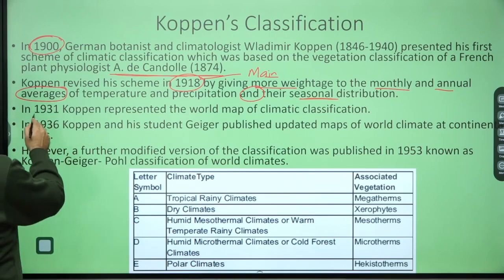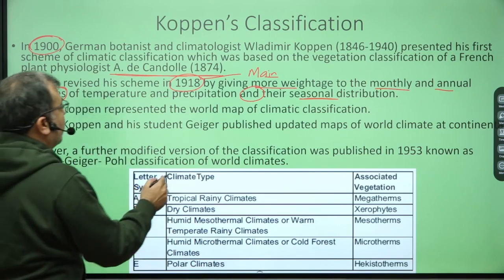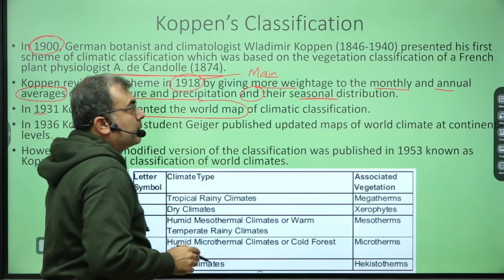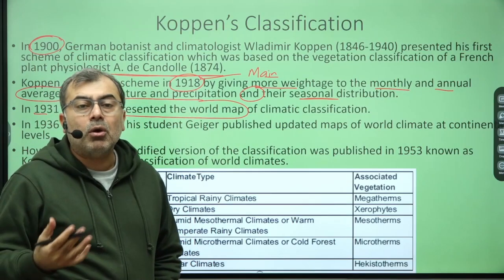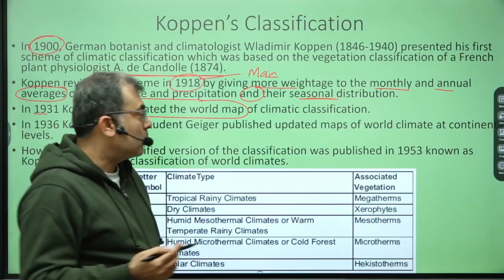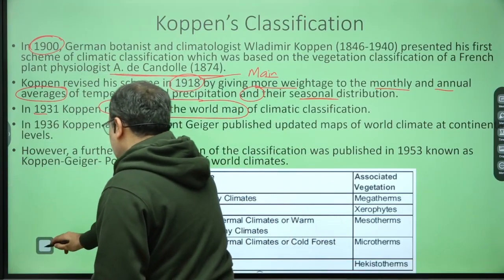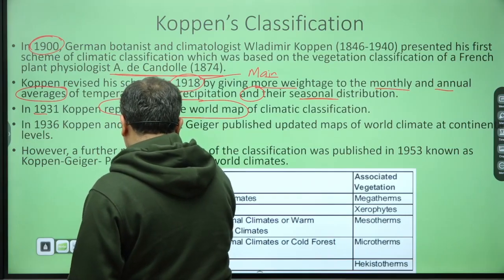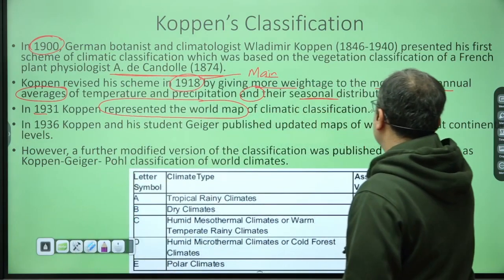In 1931, Köppen represented the world map. Very, very important. He made a world map, because what are you doing? You are making climate regions. So he was successful. He was successful in making the climate map. Very, very important thing.